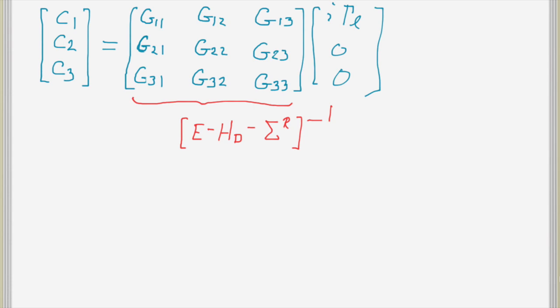Okay. And so C3, in terms of our Green function and gamma, just looking at this equation, C3 is equal to G31 gamma L with an I, G31 gamma L, right? That's C3. And so putting that in for our expression for our transmission coefficient, we have T, I'll write it out again. We said it was C3 magnitude squared times gamma R over gamma L.